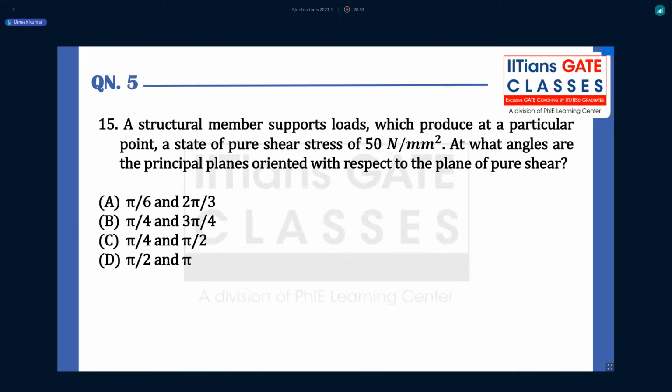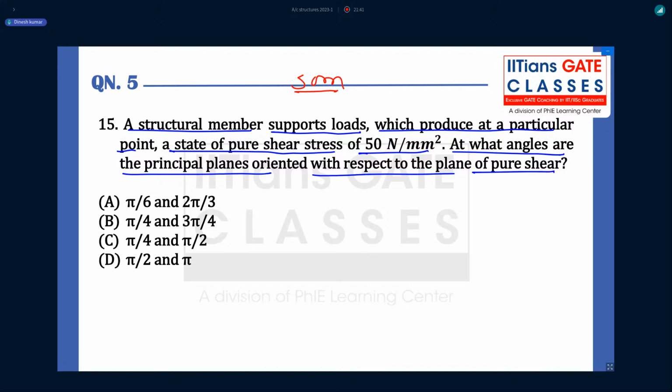Next question, what does it say? This question is from basic elasticity, SOM, and the previous question was from basic mechanics. A structural member supports loads which produce, at a particular point, a state of pure shear stress of 50 Newton per mm square. At what angle are the principal planes oriented with respect to the plane of pure shear?